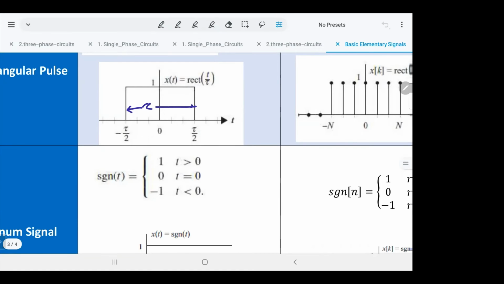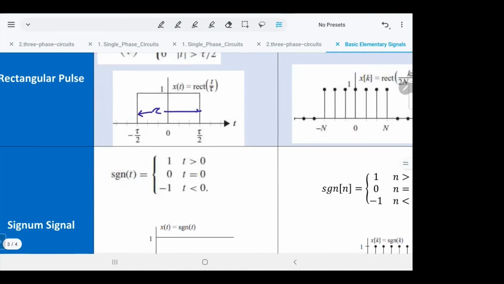How do you write it? Rectangle t over tau. It's a function of time t, and the width is tau. Since it's unity, you have 1 here. If you have 10, you say 10 rectangle t over tau. So that's how you represent the rectangular pulse.